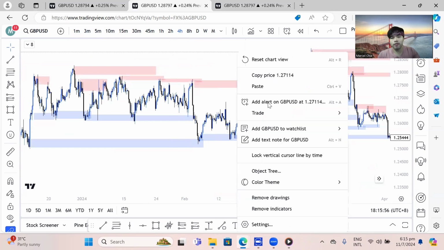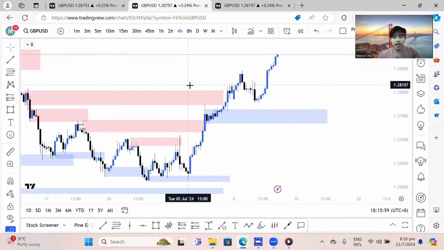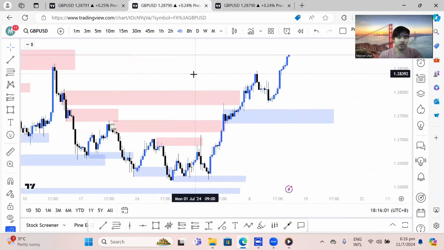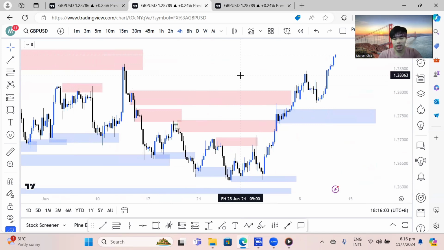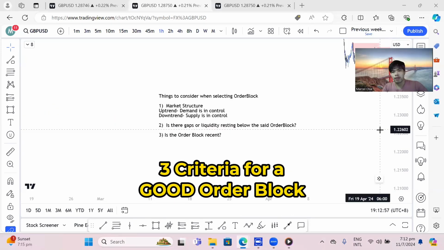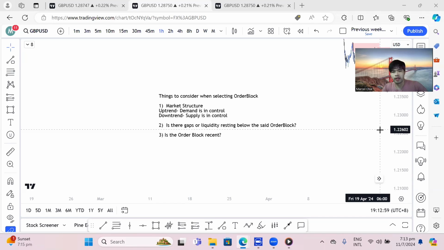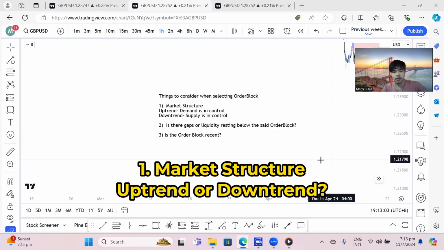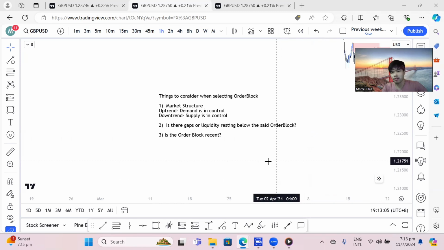Correct? So given that, now we have roughly sketched our order blocks. This is from an H4 time frame. In the next segment, we'll be talking about how we exactly catch high quality order blocks. Okay, so let's look at some things to consider when selecting an order block. The very first thing we look at is market structure, whether it is an uptrend or downtrend.